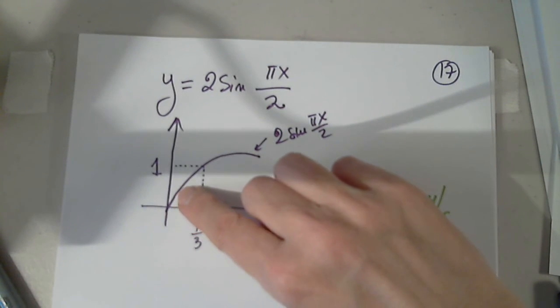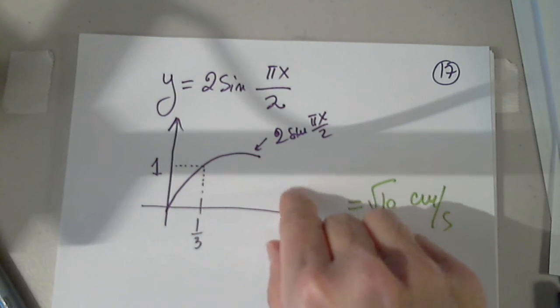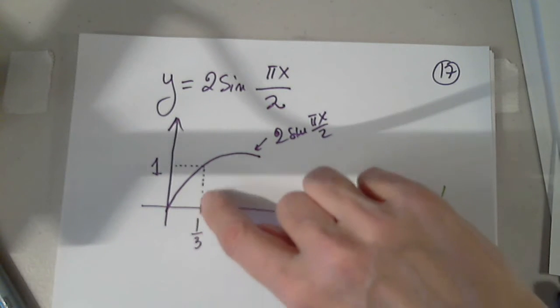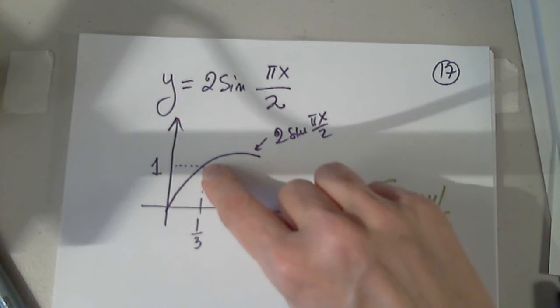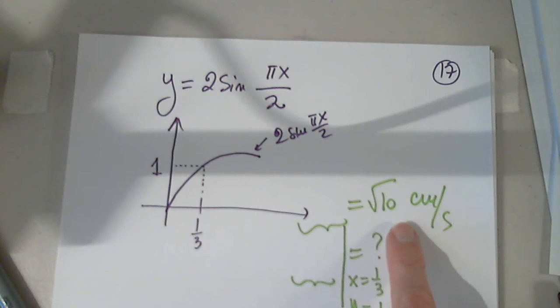A particle moves along this curve. As the particle passes through the point, its x coordinate increases at a rate of the square root of 10 centimeters per second. How fast is the distance from the particle to the origin changing at this particular instant?